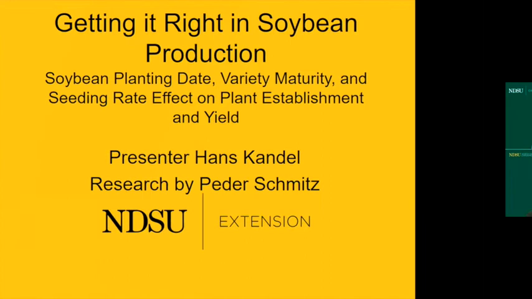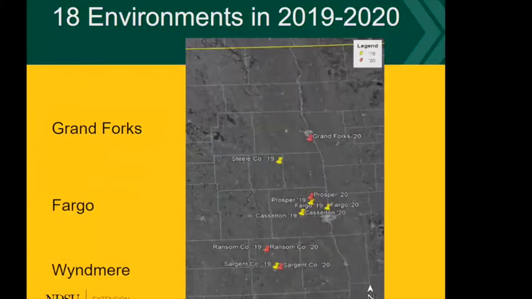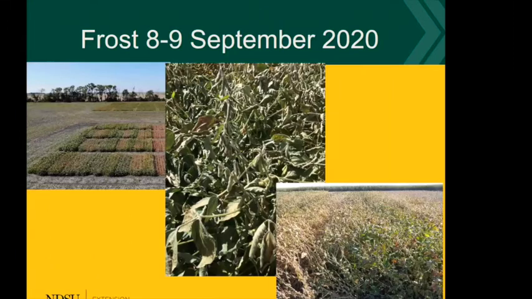So today I'm covering some of the data that was done by my graduate student who was working on a very extensive study looking at several interactions of some of the management factors. So I'm talking today about 18 environments over 2019 and 2020, mostly in the eastern part of North Dakota. This data would also be applicable in Northwest Minnesota. However, some of the principles are valid throughout the state, and I will highlight those aspects.